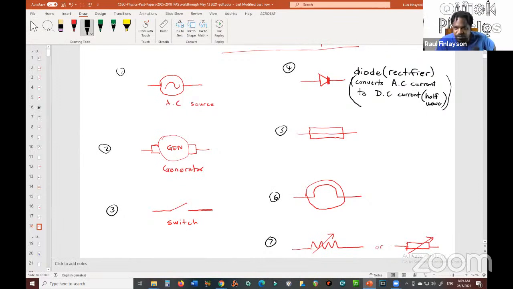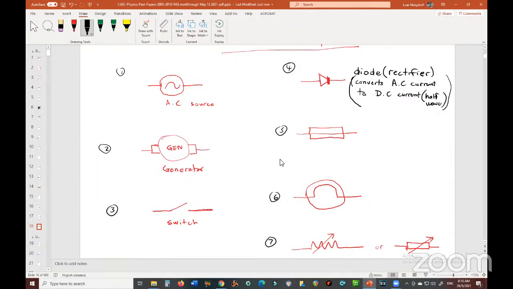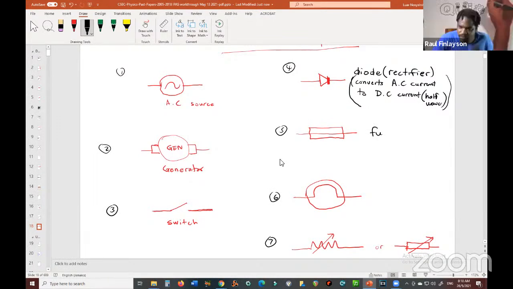So that's the diode. All right. Diode converts AC to DC. Bam. Half wave type of DC though. All right. So for number 5 now, guys, this thing is like a box, a rectangle with a line drawn through it. Actually, that's a fuse. All right, guys, this is a fuse.